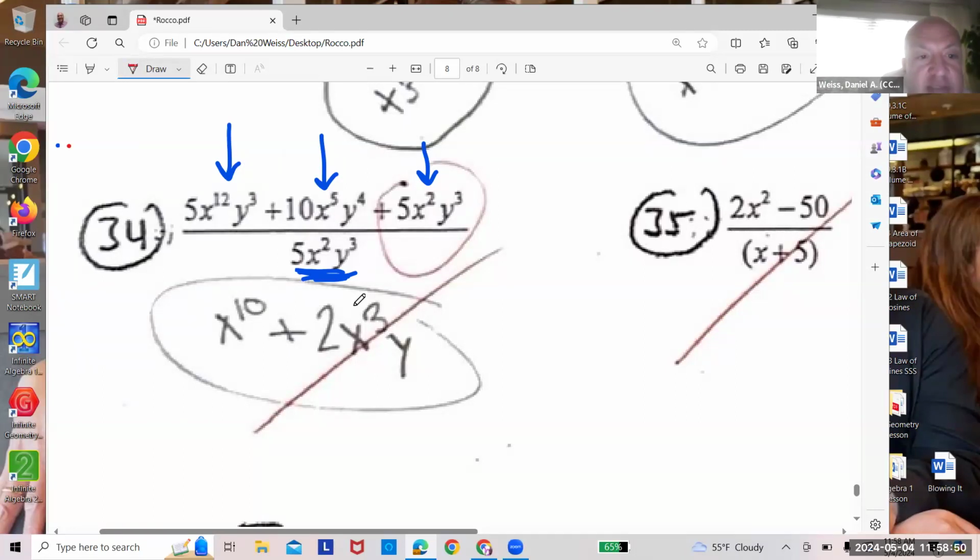Okay, x to the, oh, so you did that. Okay, x to the 12th over x to the second is x to the 10th. That's good. Y to the thirds cancel. So that part's good. Then the second part, 10 over, oh, here's what she's saying here.